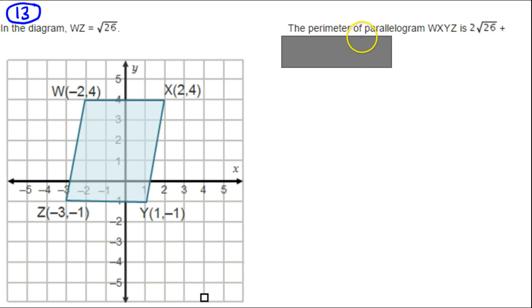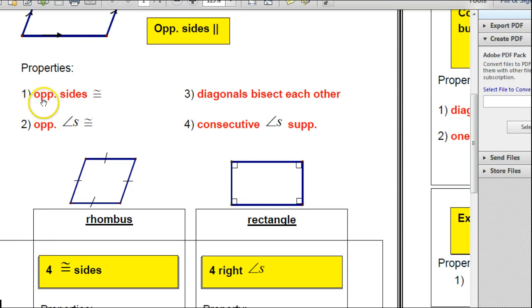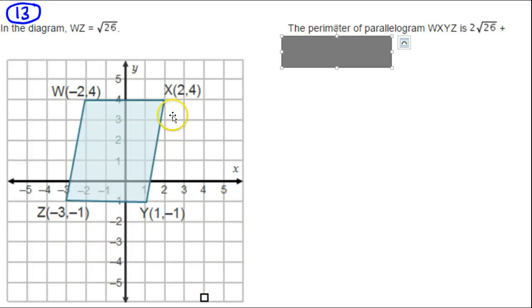Now we're told it's a parallelogram. So that tells us that the opposite sides will be congruent. That's one of the properties of a parallelogram. The first property I have listed here is that for all parallelograms, the opposite sides are congruent. Okay, so they've given us WZ is radical 26. That means that XY is also radical 26 because they're opposite sides.